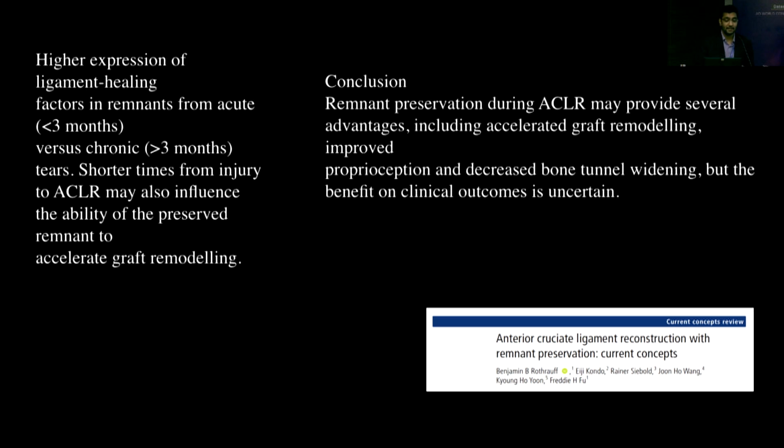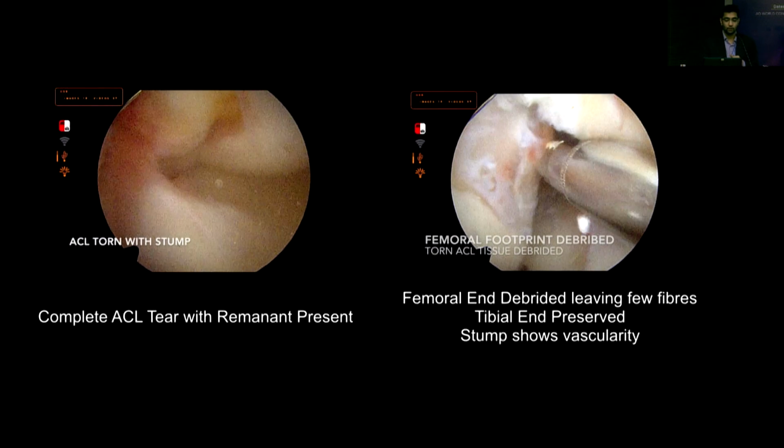They also said that there was a higher expression of ligament healing in this paper if it was done within the first 3 months of injury, because the vascularization shown in the histology was better as compared to a chronic injury. In this paper it is 3 months. In the previous histology paper it was 1 year. So what do we do?